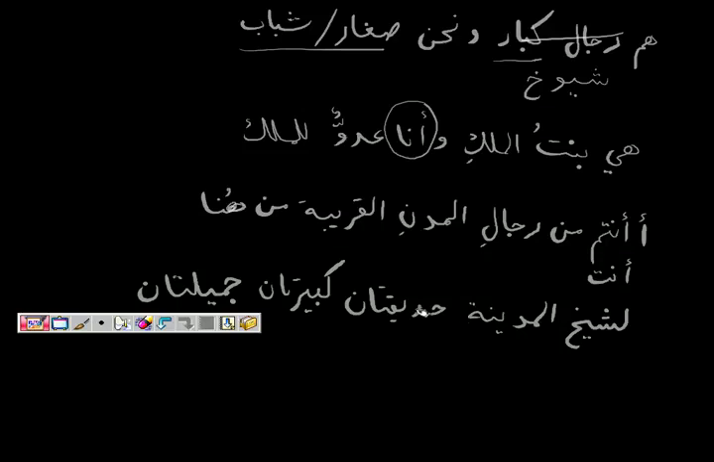لشيخ المدينة حديقتان كبيرتان جميلتان or جميلتان كبيرتان. The order does not matter. Why is it حديقتان and not حديقتين? Well, حديقتان and حديقتين are both dual. And they're both feminine. حديقتان is مرفوع. حديقتين is mansub or majrur. So why is it marfu?